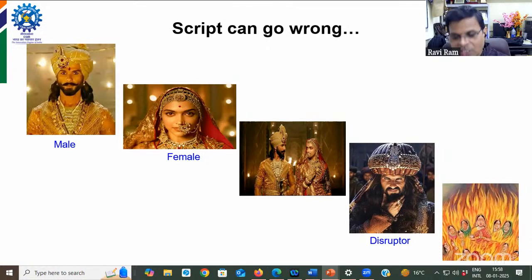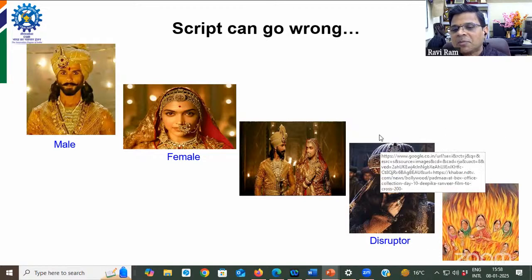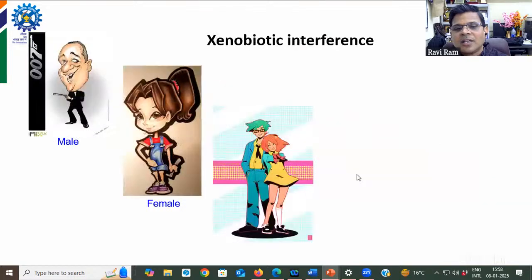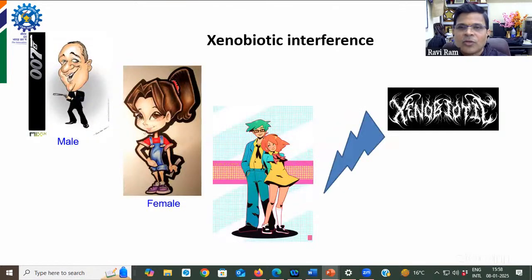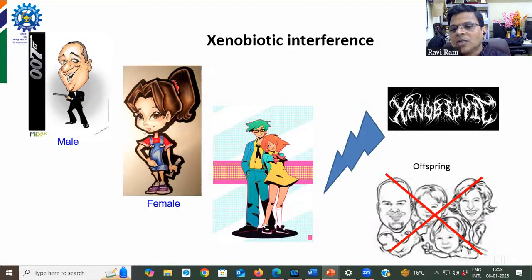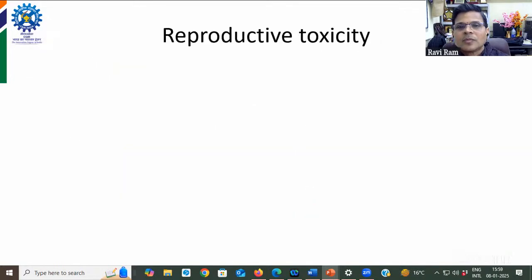So from the toxicology point of view, if you replace this particular disruptor with a chemical, what we call a xenobiotic, which is a general environmental chemical, you can have a lot of problems in having offspring. That is where the field of reproductive toxicity or toxicology is generated.